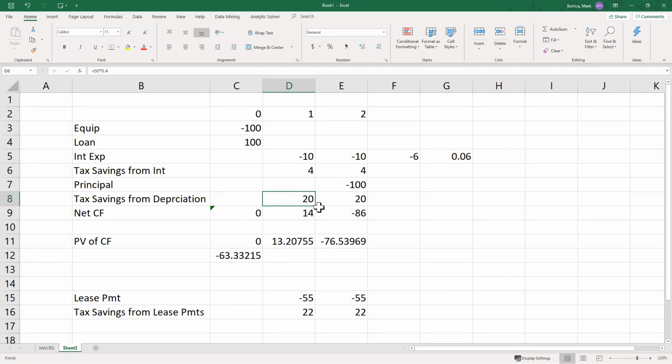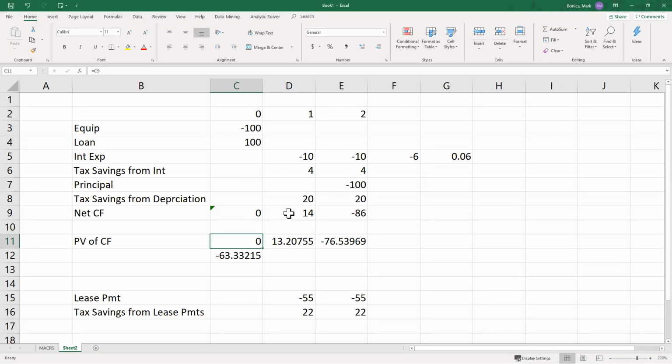Can you do the PV of the CF again? Yes. So the depreciation isn't counted because it's not actually a cash flow. If we included the depreciation, we just have to add it back again. I guess I could do it, but I'd have to take it away and then add it back. So that's why I'm not including it.